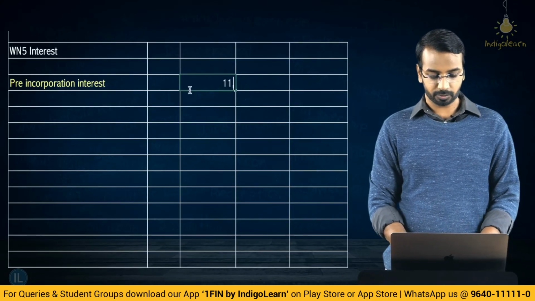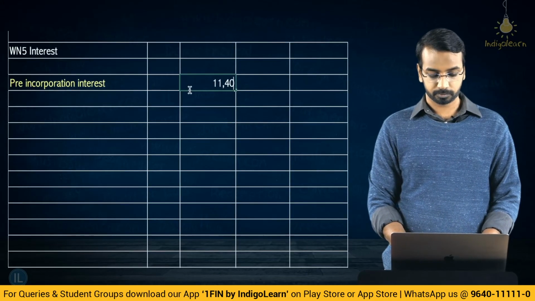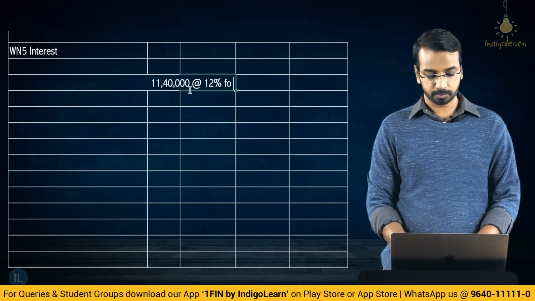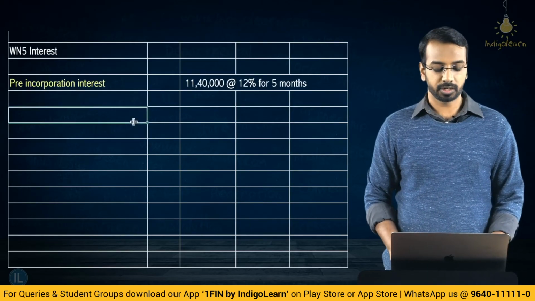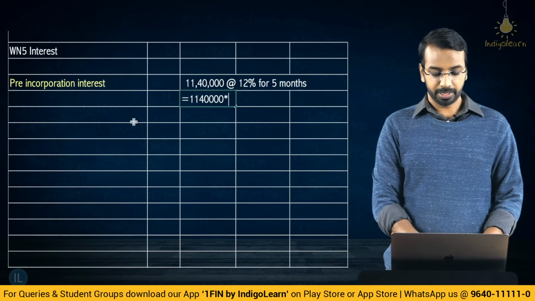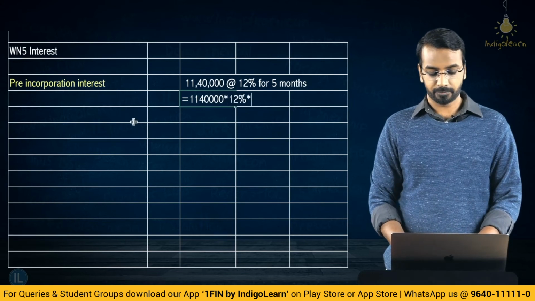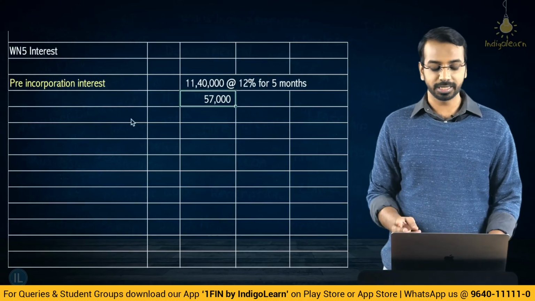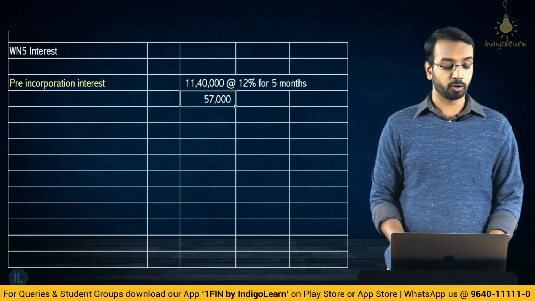So 11,40,000 at 12% for 5 months, which is 11,40,000 multiplied by 12% multiplied by 5 divided by 12, you get 57,000. This is pre-incorporation.